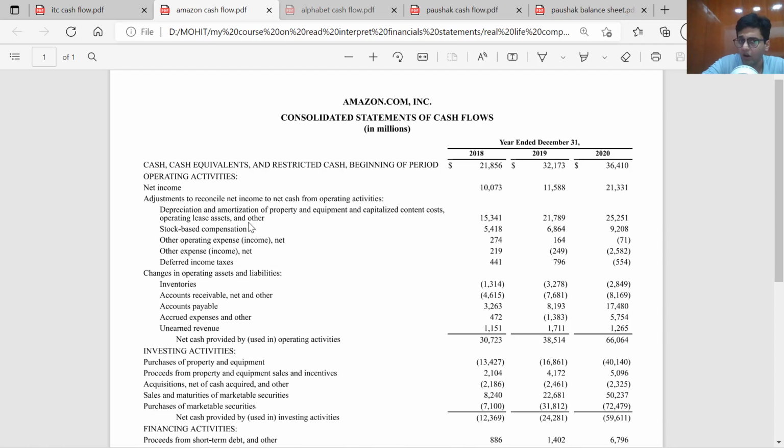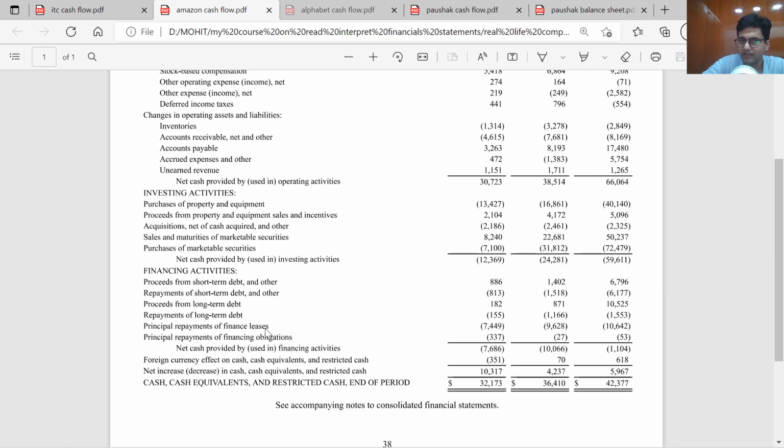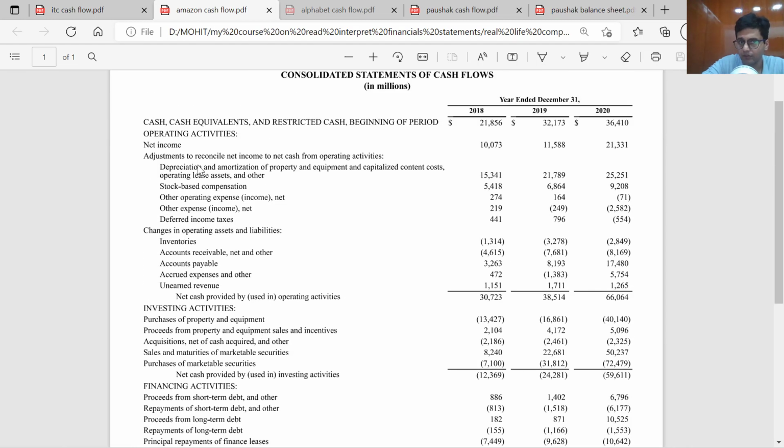Then we add all the non-cash expenses and those expenses which are part of investing and financing activities. So what we do is, we first add the depreciation as it is a non-cash expense. We add back the stock-based compensation, because stock-based compensation implies compensation via stock. That is, no cash is required to be paid. So we add back the stock-based compensation. We also take other operating expense or income, other expense or income, and deferred income taxes.